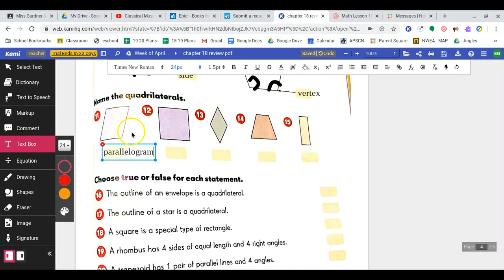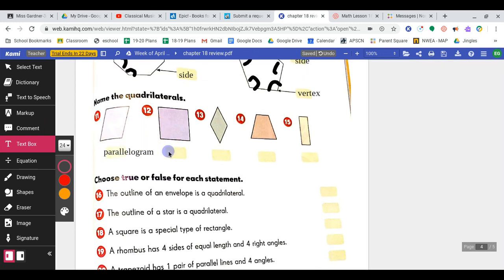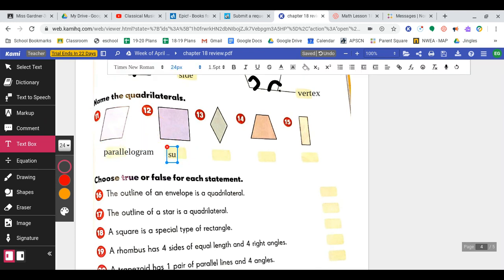2 sets of parallel sides, they don't have to be equal though. What do we call this? A square. Now it's got 4 sides, 4 equal sides, 4 right angles, and 2 sets of parallel sides. Over here is a rhombus. Usually you will see it kind of on that vertex.